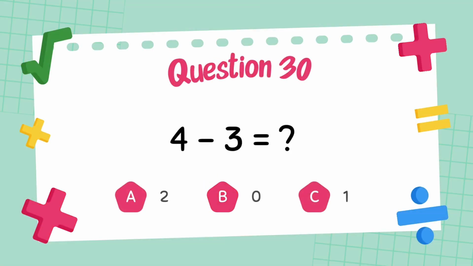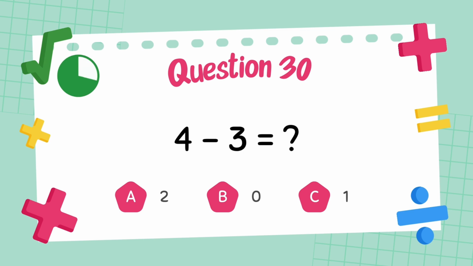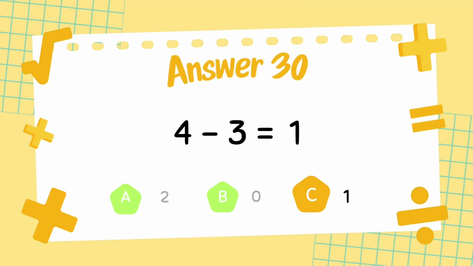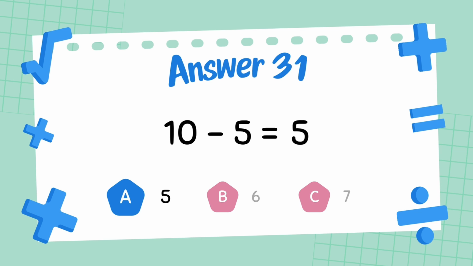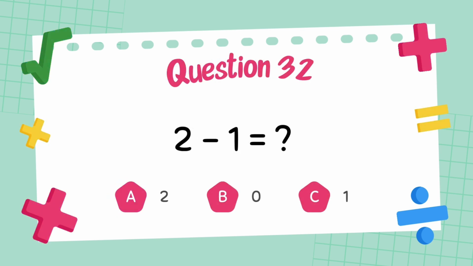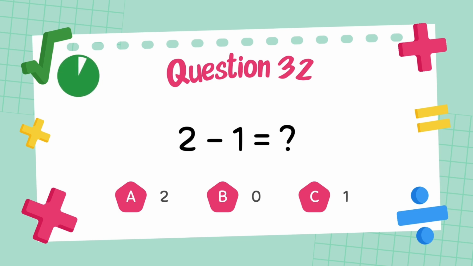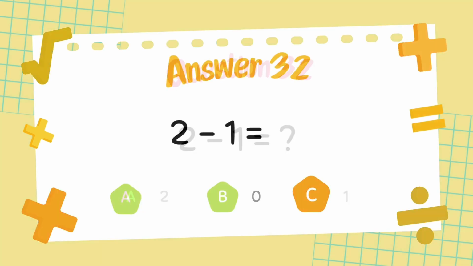What is 4 minus 3? The answer is 1. What is 10 minus 5? The answer is 5. What is 2 minus 1? The answer is 1.